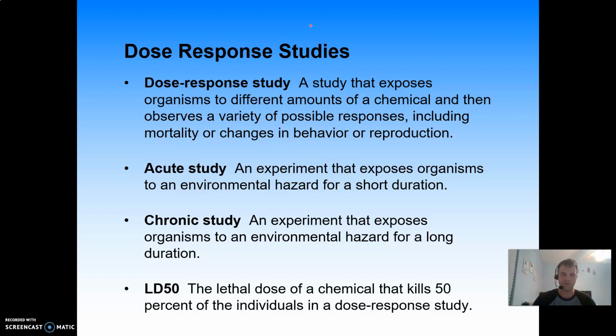And so all of these lead to this number, which is called the LD50, and that's the lethal dose of a chemical that kills 50% of the individuals in a dose-response study.